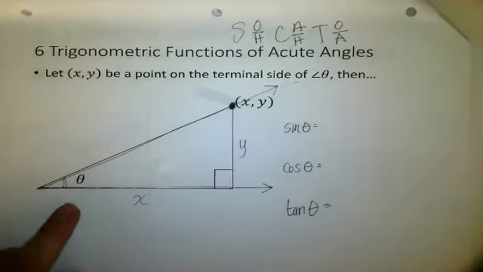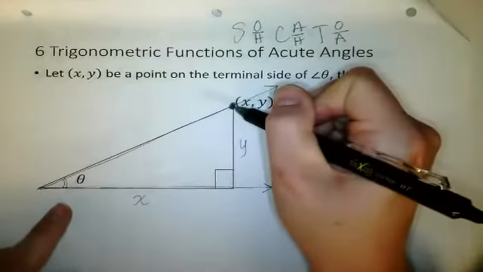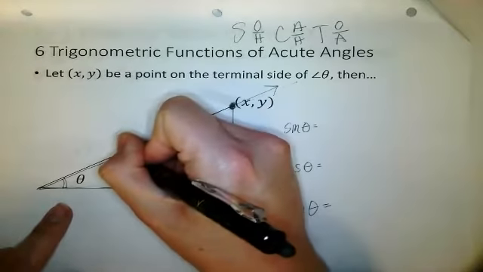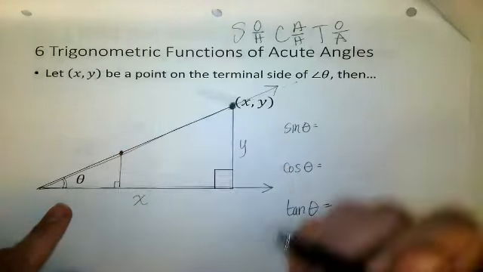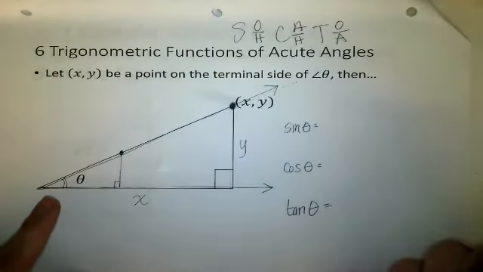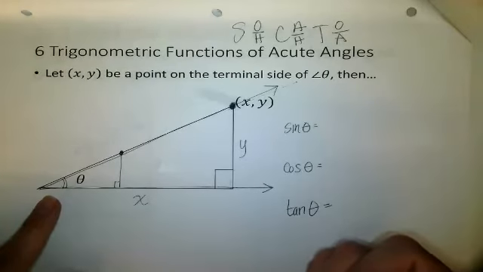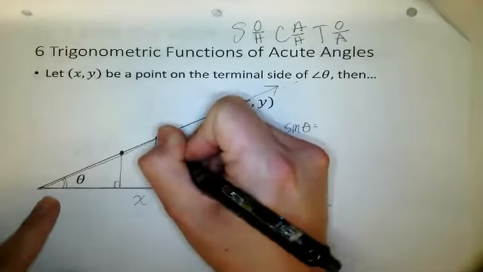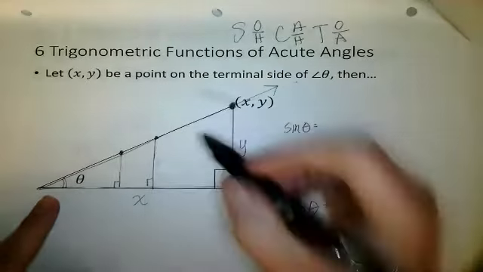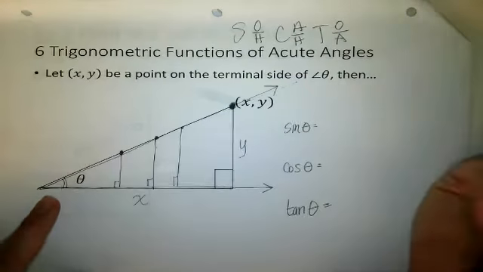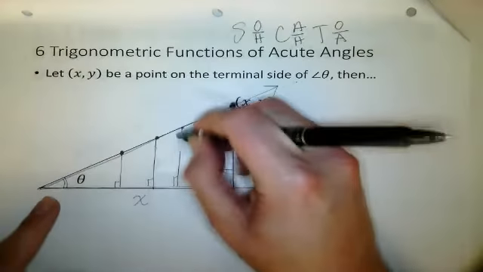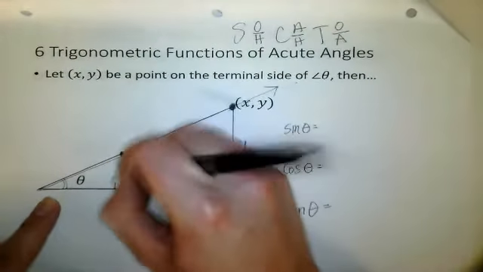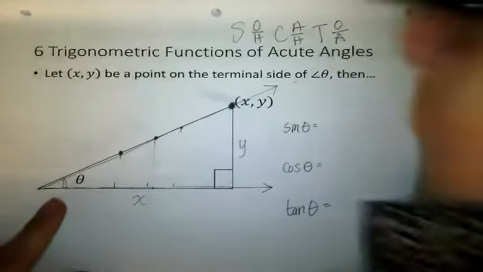Now, what's really interesting is I can move this point. So I could put this point right here. And if I drop that altitude, it's going to have the same ratio, exactly, because it's similar triangles, right? So that point could be anywhere on that terminal side, and I'm just creating more and more similar triangles. So these ratios are always going to end up being the same. Good job.